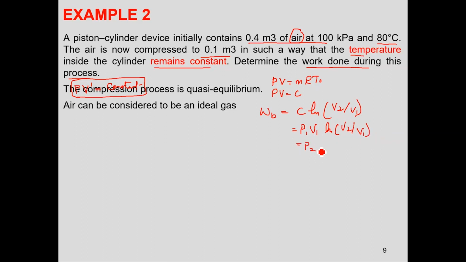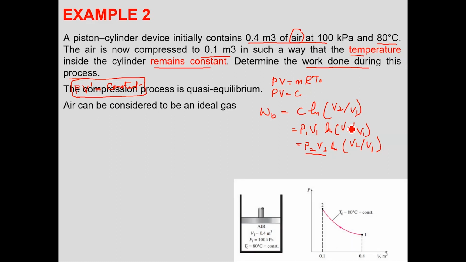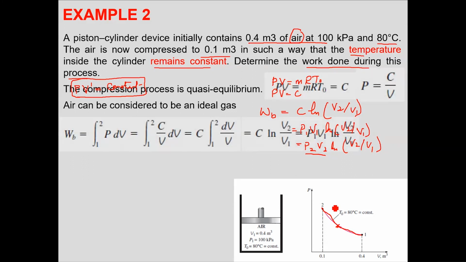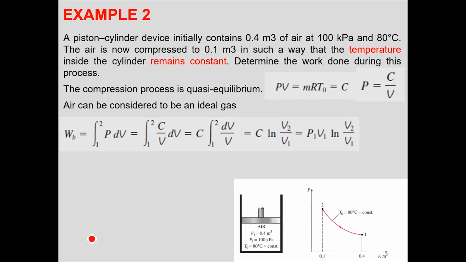Why can't I use P2 V2 ln V2 over V1? It would be difficult for me to use P2 V2 since the final pressure is not given to me. Although I can find it out using the ideal gas equation, I'll stick to P1 V1 ln V2 over V1. So this is the process path where your system is basically moving from 1 to 2 isothermally on a PV diagram. And if you do the integration, you'll have C ln V2 over V1, or P1 V1 ln V2 over V1 as the integration.